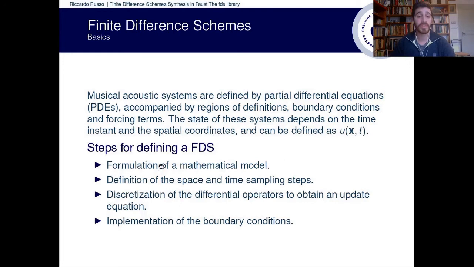So the first steps for defining a finite difference scheme physical model are first to formulate the mathematical model. Then we need to define the space and time sampling steps. And once we obtain those, we can discretize the partial differential operators to obtain an update equation. Lastly, we need to implement the boundary conditions.